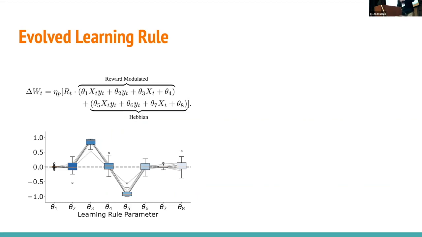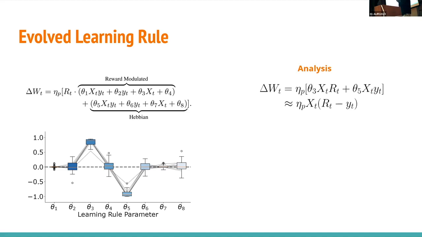This is our first experiment. The distribution of the parameters we end up with looks like this. We get all terms going to 0 except for the third and fifth terms, which go to about 1 and minus 1 respectively. So our rule ends up looking like this, which already makes sense.